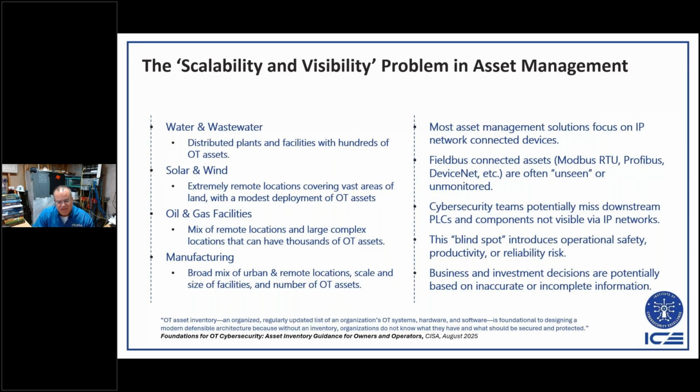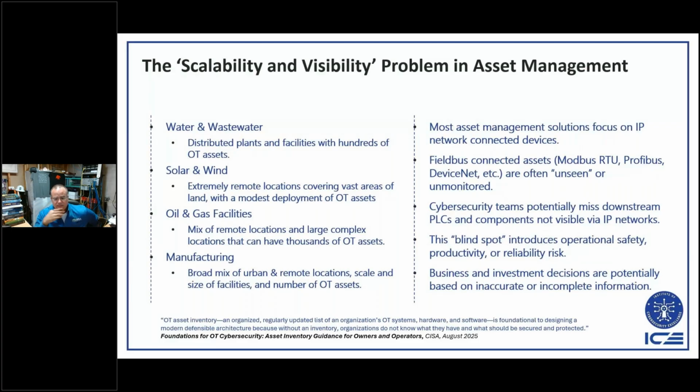And then down at the bottom is a quote from that CISA article that Ralph Langner referenced in his real time video that's available: an OT asset inventory is an organized, regularly updated list of an organization's OT systems, hardware, and software. The key element there is regularly updated, right? So the consistency, the reliability, and the accuracy of the information that we're looking at is most important.